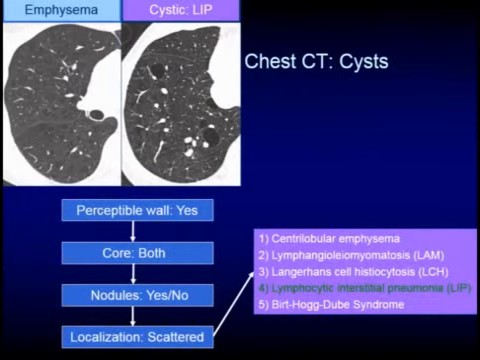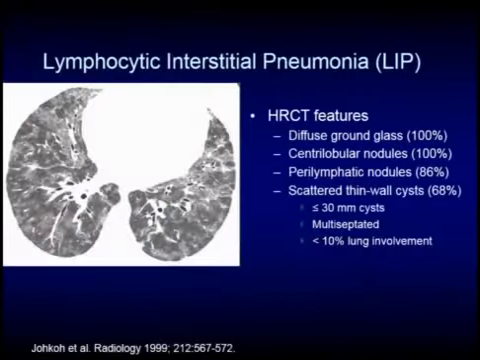Okay, moving on to cystic LIP. You see, again, cysts, maybe not so numerous, with a perceptible wall. With regard to the association with the core structure, you may see some cysts with things going through the center, as I'll show you, or embedded in the wall. There may or may not be any nodules, and localization is usually scattered cysts as opposed to the more diffuse proliferation of cysts we've seen.